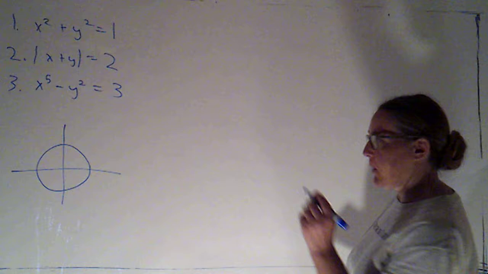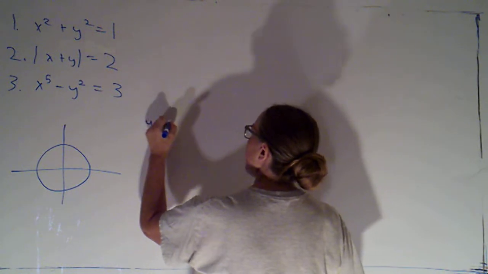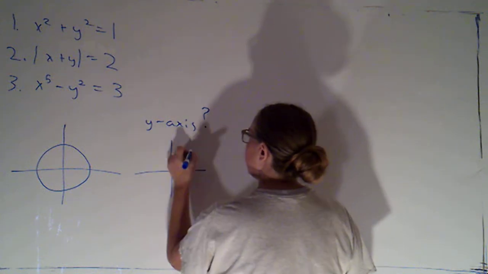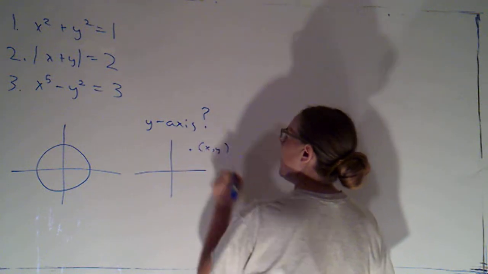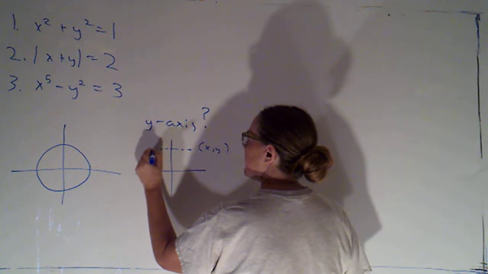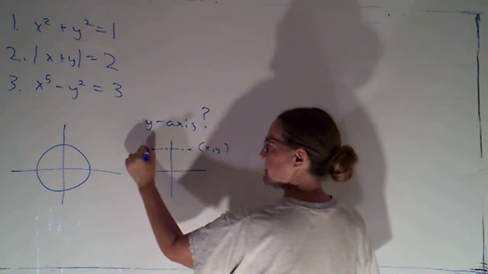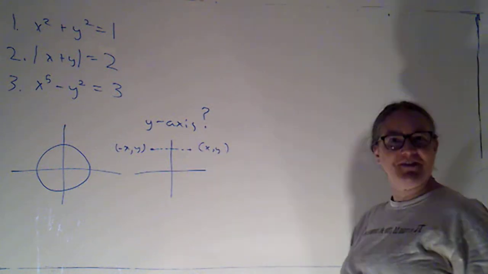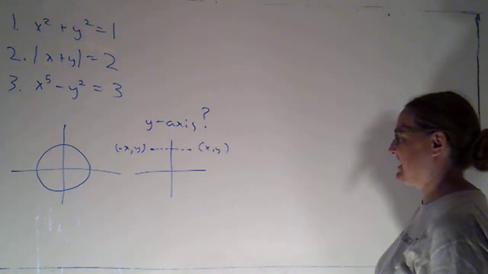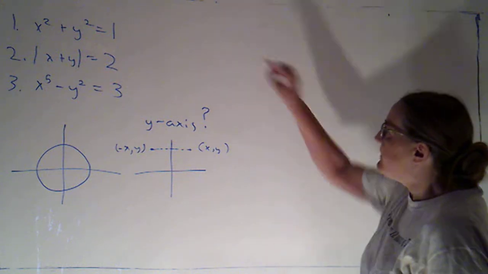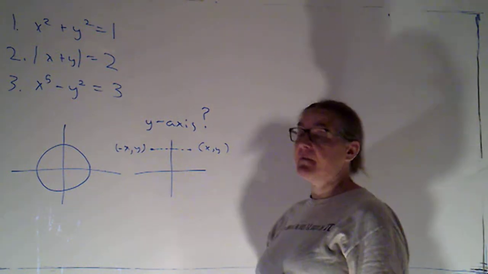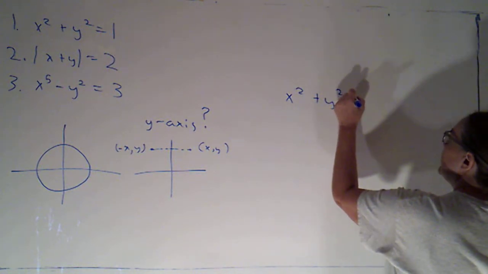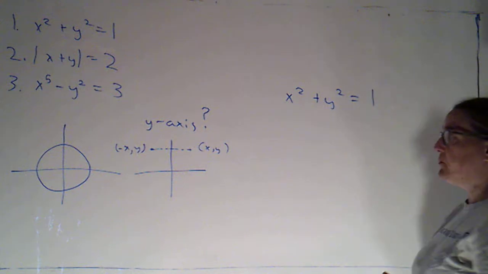Let's just really quickly run through that. If I wanted to check about the y-axis, let's just remember that that means if I have a point x, y, it's going to see its mirror image over here. And I can see that's going to be at the same height, so same y value, but since it's on the other side of the y-axis, it has the opposite x value. So if I'm supposing that a point x, y is on the graph, I'm supposing that x squared plus y squared equals 1 is a true equation.